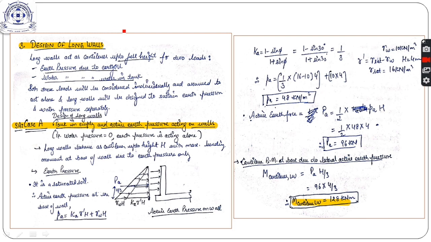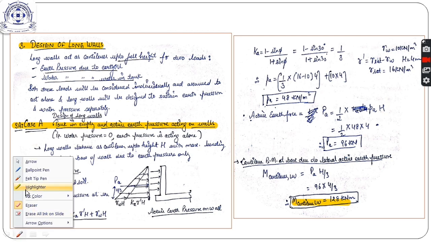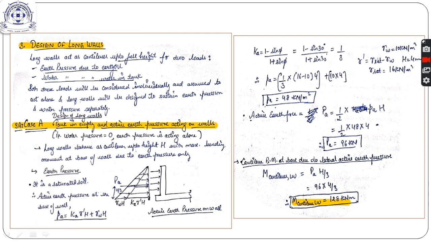If in this question L by B would have been less than 2, then you can design the long wall and short wall simultaneously, because the behavior is totally the same, just the values will be different, and the calculations will be slightly different because of the different heights and lengths of the wall. So I will first design the long wall.